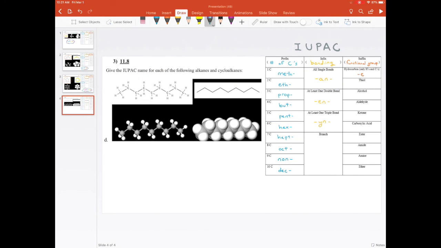And for D, first thing we need is the prefix. That's based on the number of carbons. So we have 1, 2, 3, 4, 5, 6, 7, 8, 9. 9 carbons. The prefix is non. N-O-N. We have all single bonds. There are only single lines between each of these. And so we have all single bonds, and the infix is AN. Finally, we have a hydrocarbon. Only hydrogen and carbon in this molecule, so the suffix is E. And the name for that molecule is nonane.